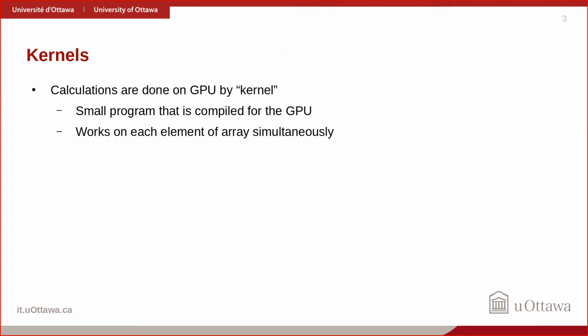And the calculations are done by something called a kernel. So a kernel is a small program that you compile for that specific GPU, and then that little program will work on each element of an array simultaneously. So you have basically two programs running at the same time. You have the program that runs on your CPU, and you have your program that runs on the GPU.